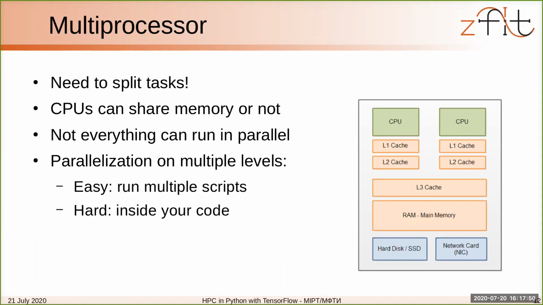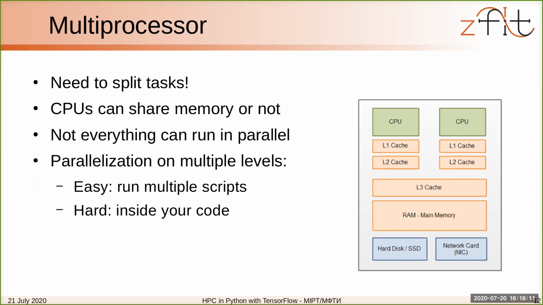So multiprocessors today, a computer doesn't have a single core anymore, but it looks rather like the picture on the right, that we have, for example, 2 CPUs, and then we have these caches, and we have some shared cache, and we have main memory, and so on.